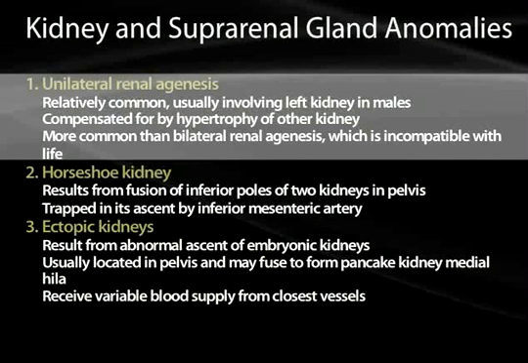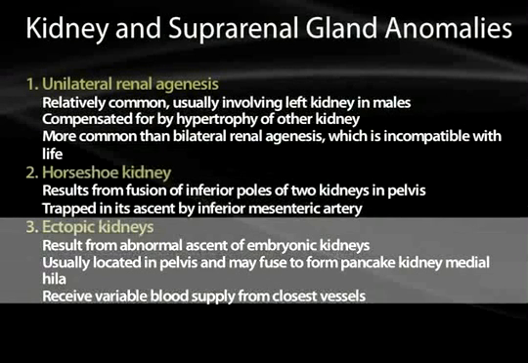The horseshoe kidney is one in which the tails of the ascending kidney and the metanephric blastema will fuse together. The reason that they can't ascend out of the pelvis at that point is because those inferior poles get hung up on the inferior mesenteric artery. An ectopic kidney just means a kidney out of place.